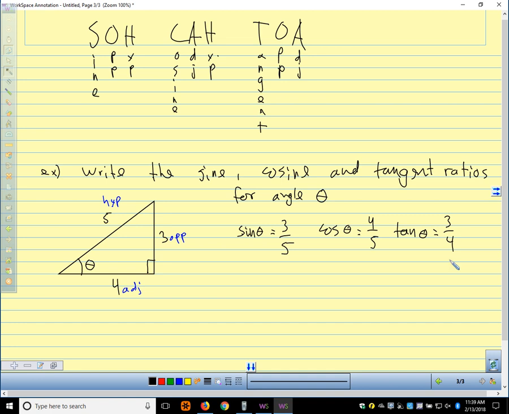Yes, we'll talk about that in just a bit. So if it just asks you to write the ratios, it's just saying use the sides of the triangles and write those ratios.